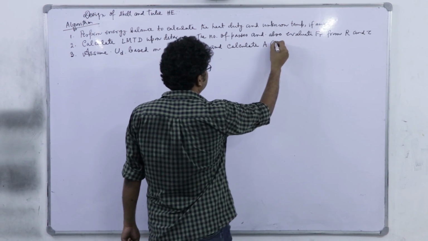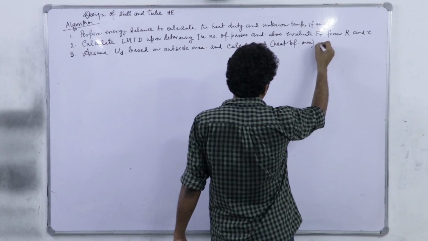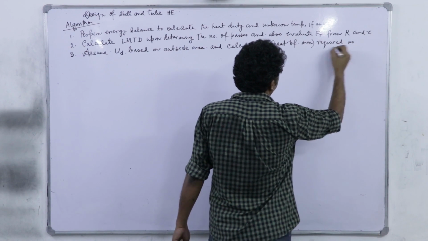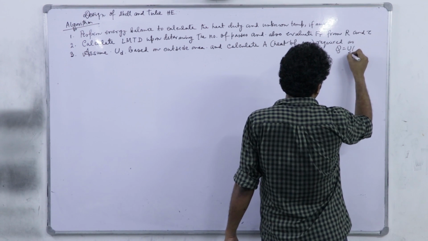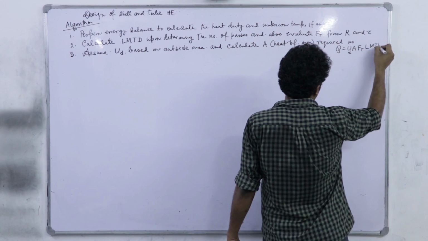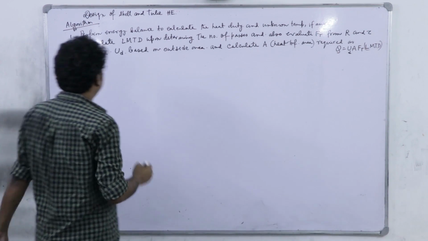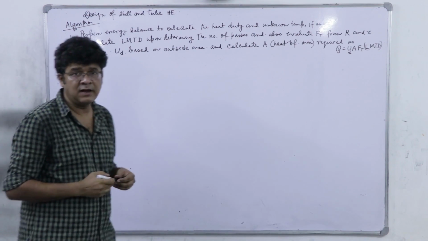Assume UD based on outside area and calculate A, the heat transfer area required, as Q equal to UD into A into FT into LMTD, right. So, we will get A. Next, we have to regenerate the value of UD.